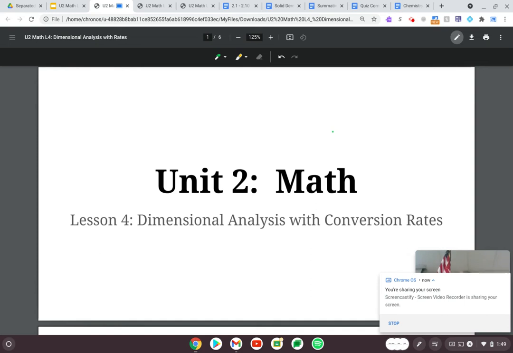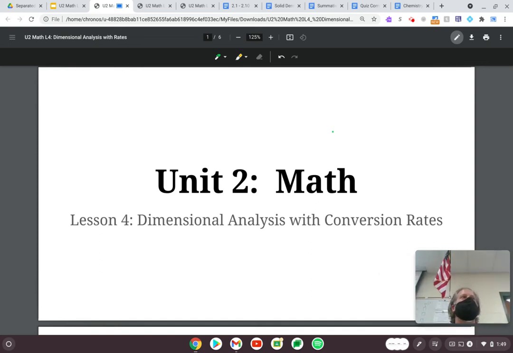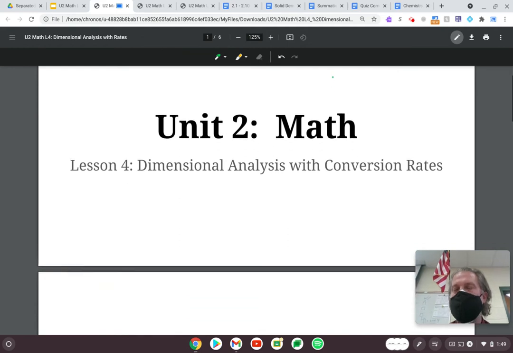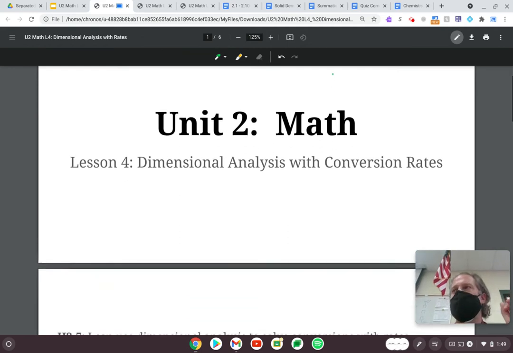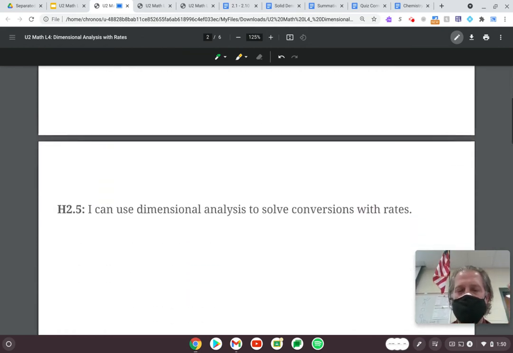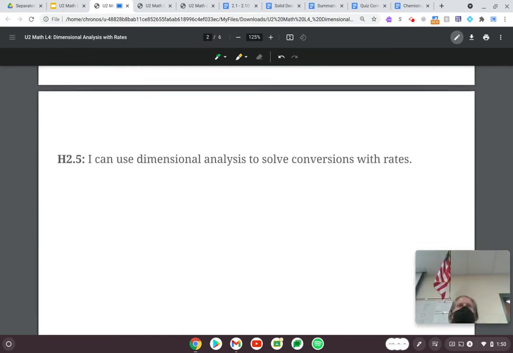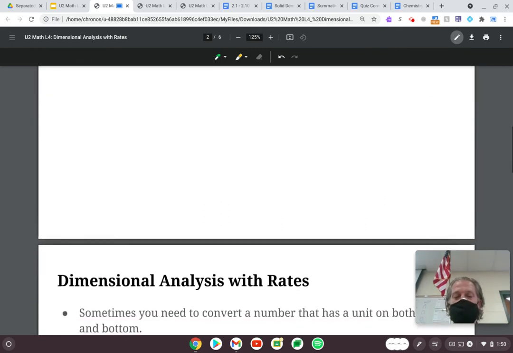So in this lesson, we are going to take dimensional analysis or conversions just one single step further. It's not that much more complicated, but some students tend to get tripped up on it a little bit. So we are looking at learning target 2.5, which is I can use dimensional analysis to solve conversions with rates, and we will go into what that means in a minute.